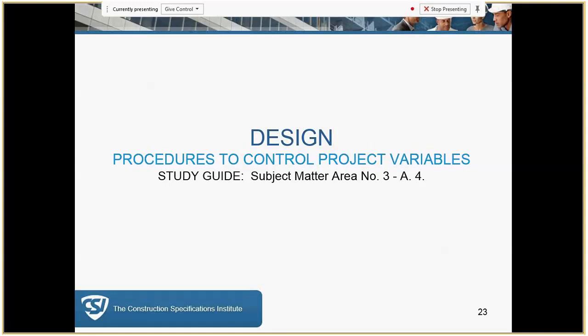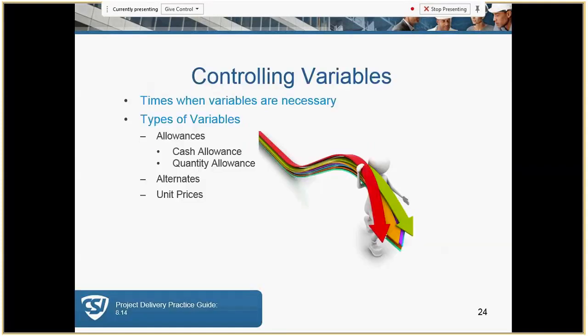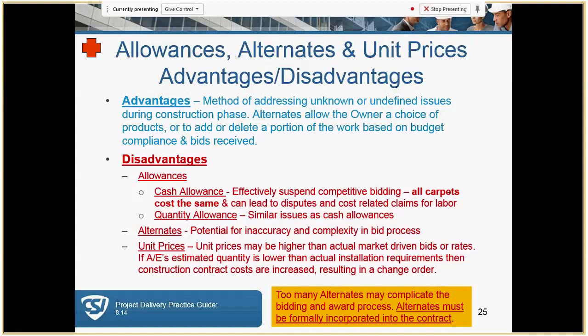So, controlling variables. These are examples of times when variables are necessary, and this would be when you have an allowance, when you have an alternate, or when you have unit prices. These are variables to that overall cost. Under allowances, we have cash allowances and quantity allowances. As you'll see with the next slide, I personally try to avoid these types of variables because it does make the whole process extremely complicated.